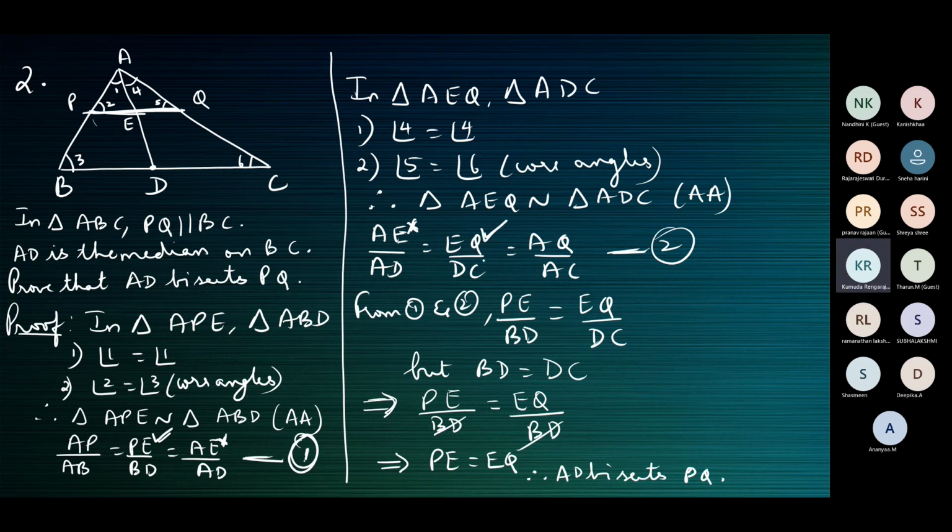And why have we chosen that? Because of what we need to show. We need to show that PE is equal to EQ. So I have PE here and I have EQ here, so I take these two ratios.